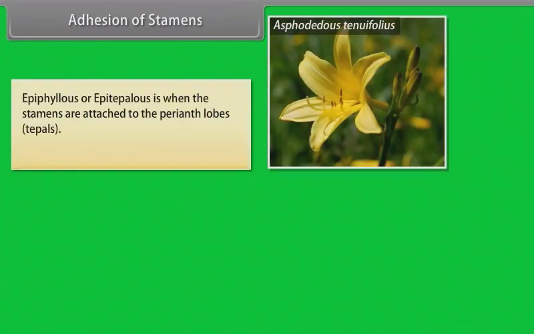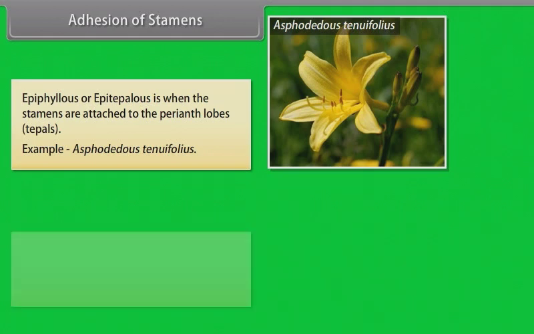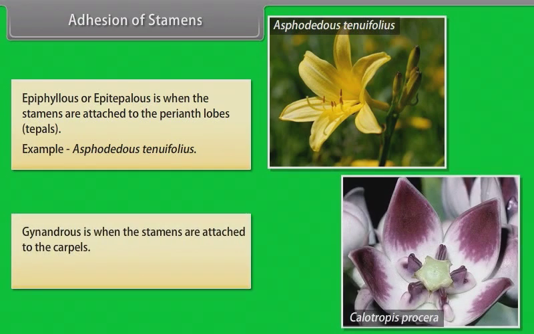Epiphyllous or epitepalous is when the stamens are attached to the perianth lobes, tepals. Example: Asphodelus tenuifolius. Gynandrous is when the stamens are attached to the carpels. Example: Calotropis procera.